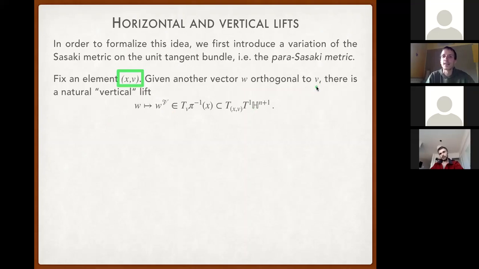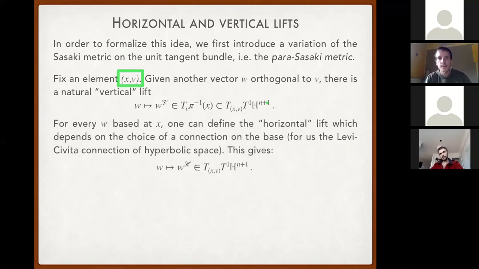Well, then it's very natural to define the vertical lift of w, because the orthogonal to v is just the tangent space to the fiber. So vectors which are orthogonal to v are naturally identified to the tangent space of the fiber over x. And this lives in the tangent space of the total space of the unit tangent bundle. So this is the vertical lift. It's very natural, it does not depend on any choice.